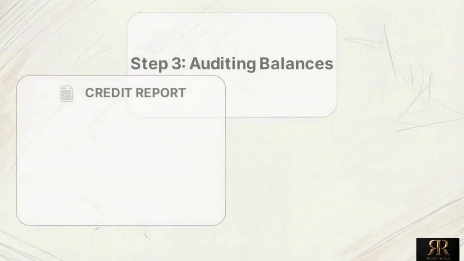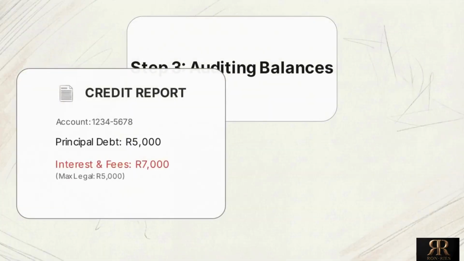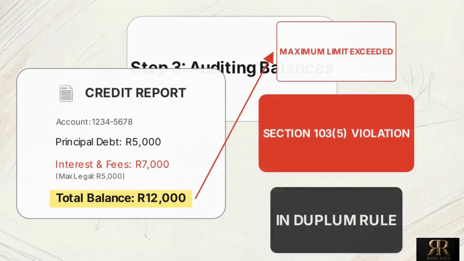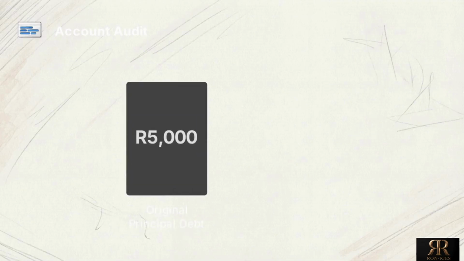Step 3 is checking the balances for overcharging, using Section 103(5) of the NCA, commonly known as the in duplum rule. Once an account defaults, the law limits total interest, admin charges, and collection fees. They can never exceed the original principal debt.